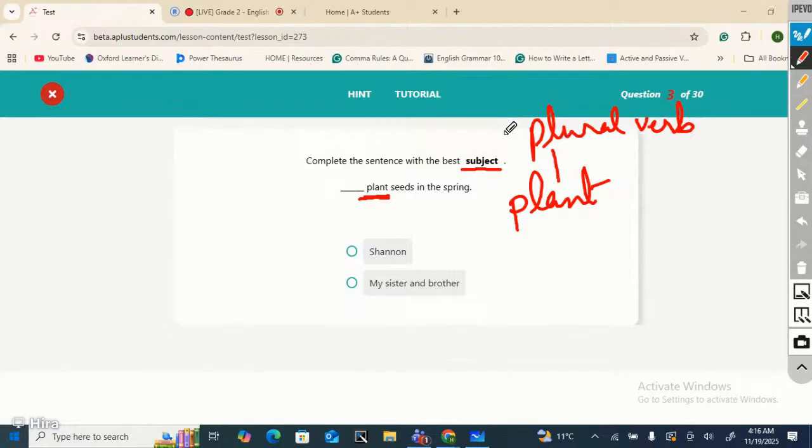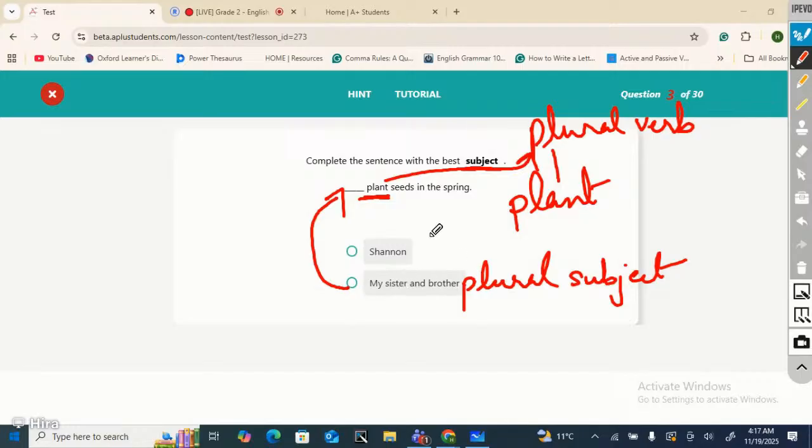If the verb is plural, what should be the subject? Singular or plural? Yeah, plural. If the verb is plural, the sentence should have a plural subject. Shannon, name of one person, singular subject. My sister and brother, name of two persons. It's a plural subject. So the verb plant is a plural verb. We require a plural subject. My sister and brother plant seeds in the spring.